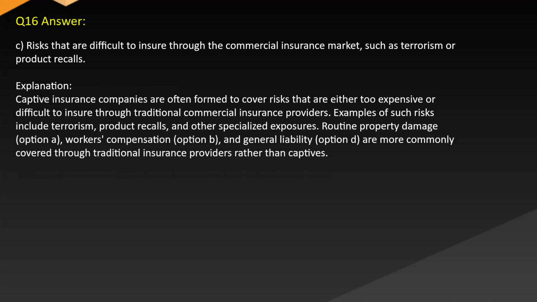Answer: C. Risks that are difficult to insure through the commercial insurance market, such as terrorism or product recalls. Explanation: captive insurance companies are often formed to cover risks that are either too expensive or difficult to insure through traditional commercial insurance providers. Examples of such risks include terrorism, product recalls, and other specialized exposures. Routine property damage, option A, workers' compensation, option B, and general liability, option D, are more commonly covered through traditional insurance providers rather than captives.